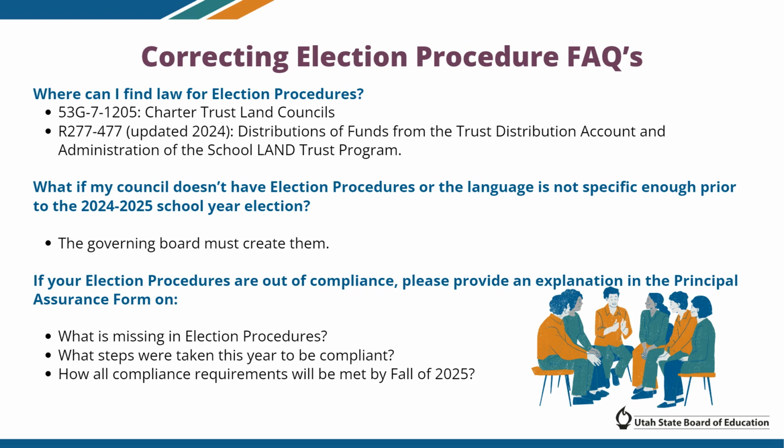If your election procedures are out of compliance, you will need to provide an explanation in the Principal Assurance Form when the Council membership form is submitted on the School Land Trust website that includes what was missing in your election procedures, what steps the school will take this year to ensure compliance, and how compliance requirements will be met in the fall of 2025.